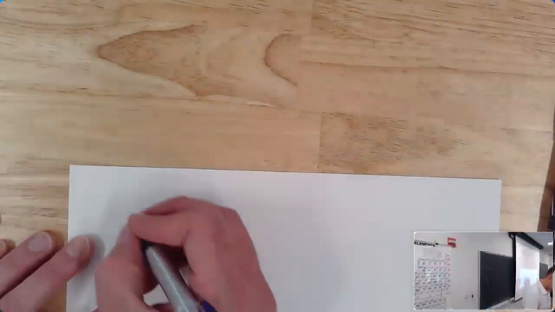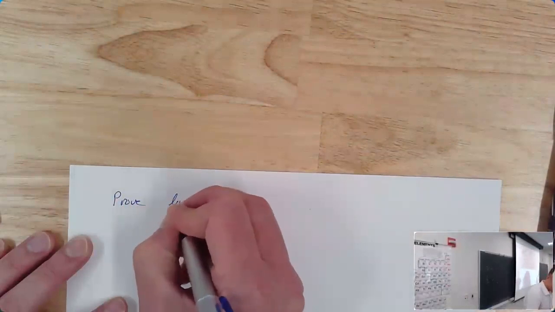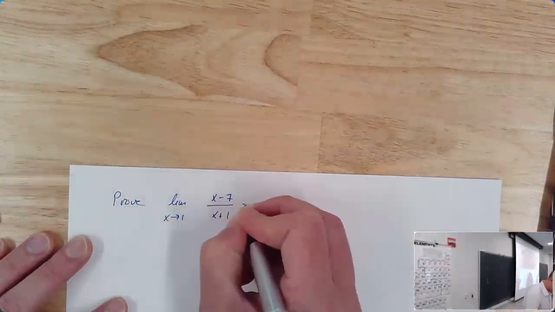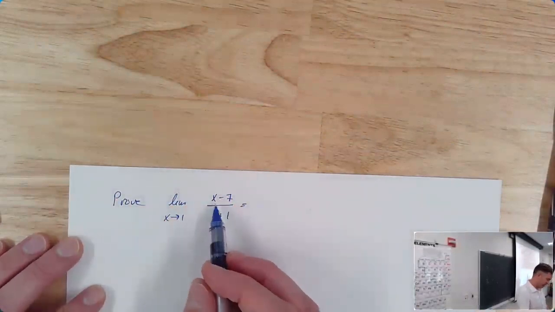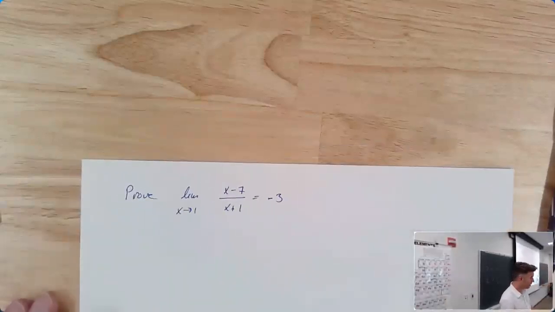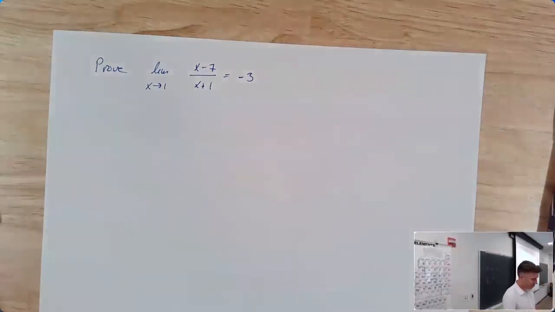So let's look at one last example. So let's say we want to prove, well, at least you can't always choose 1 as your maximum possible value. It's a good starting place, but this next example is a good example of that. So let's say we want to prove the limit as x approaches 1 of x minus 7 over x plus 1 is equal to, if I plug it in, -6/2, which is -3. Okay, and we'll do it both ways.